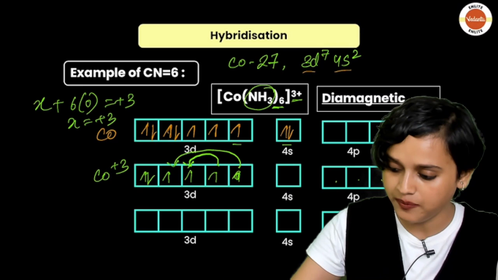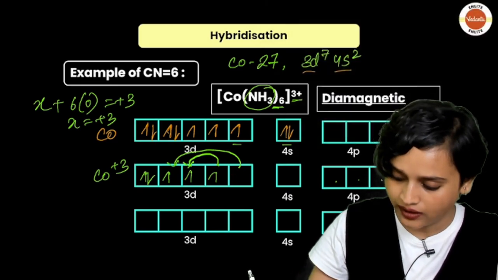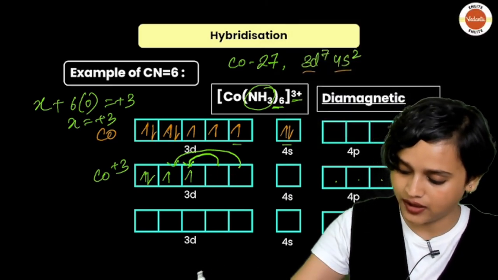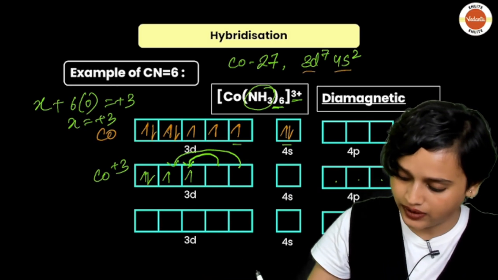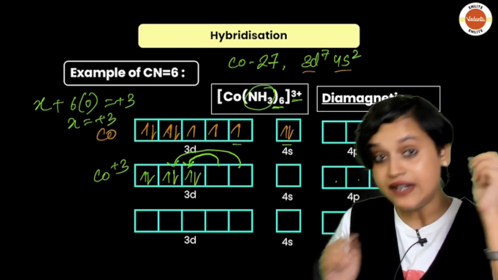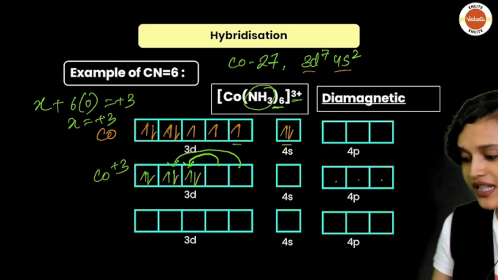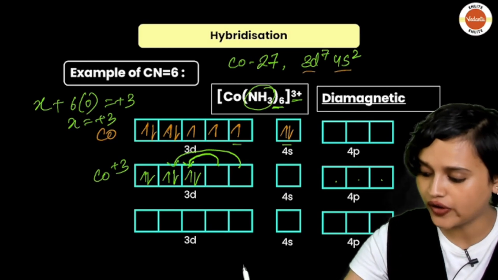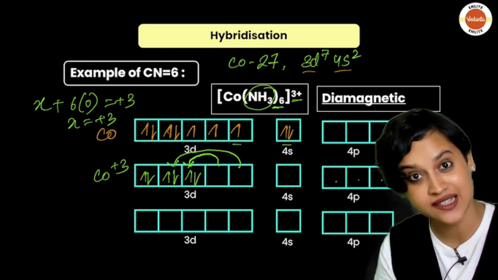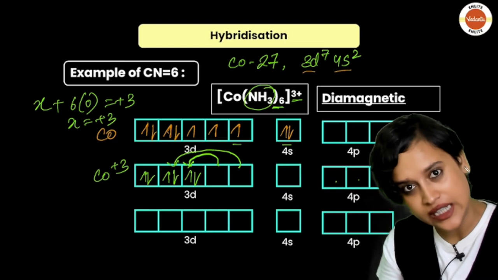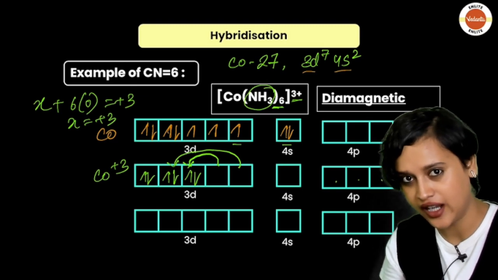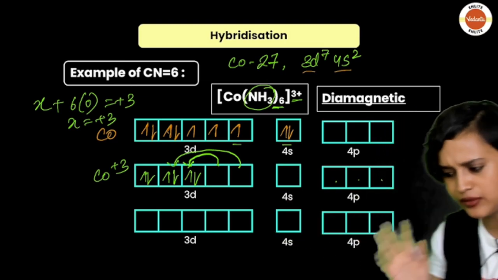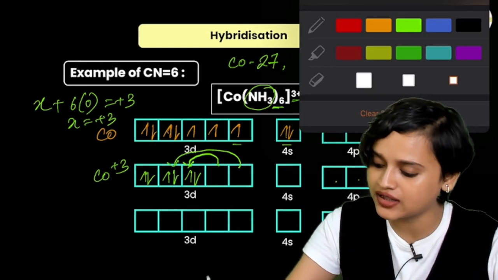And how will it pair up? Check it out here. It will take this away, and then it will pair it up like this. Now how many orbitals are empty? Now 1, 2, 3, 4, 5, 6, 6 orbitals are empty. Now do you think that all the NH3 can come and take care of the rooms? Yes, they can fill up the rooms. Yes, now NH3 will come.